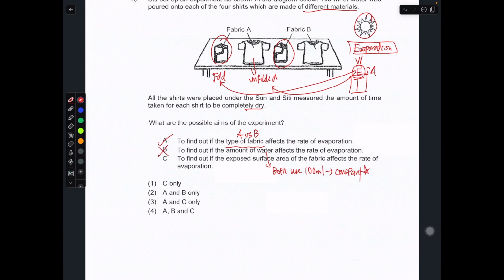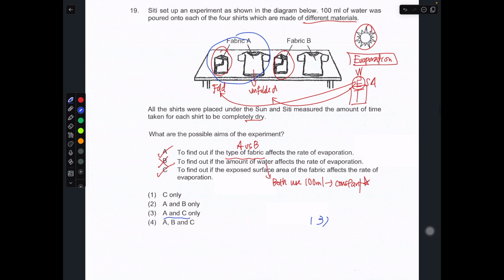Okay, so no. To find out if the exposed surface area of the fabric affects the rate of evaporation, yes, if you compare this alone, it can be done. So you just keep the fabric constant, you compare the folded and unfolded, then you will be able to see how the exposed surface area affects the rate of evaporation. So the answer is A and C. So the answer is number 3 on this portion.